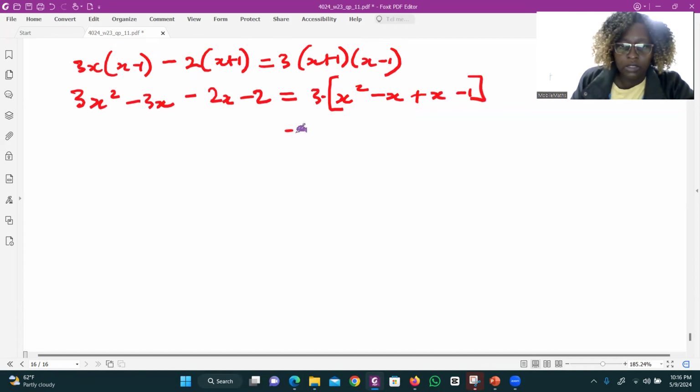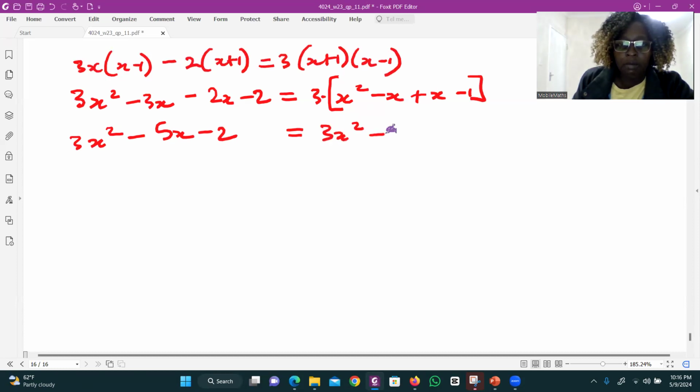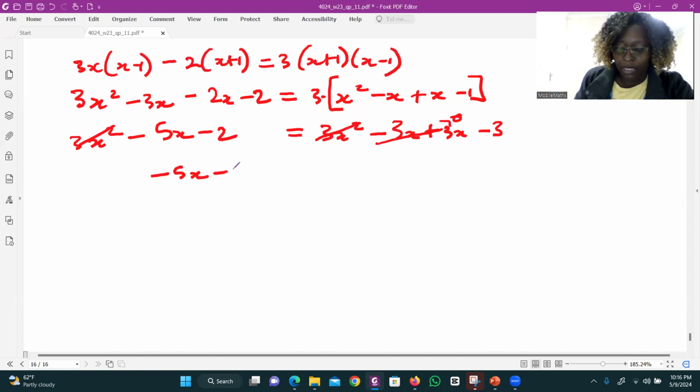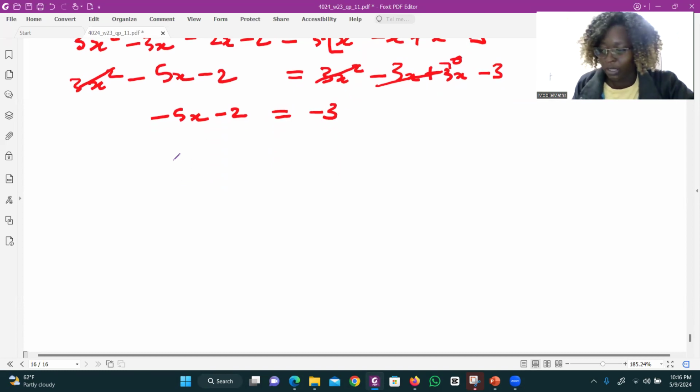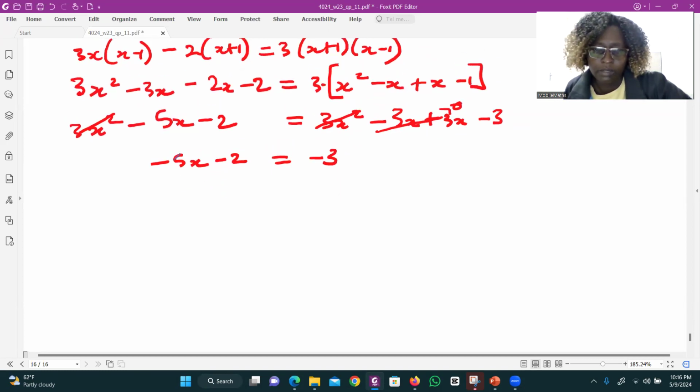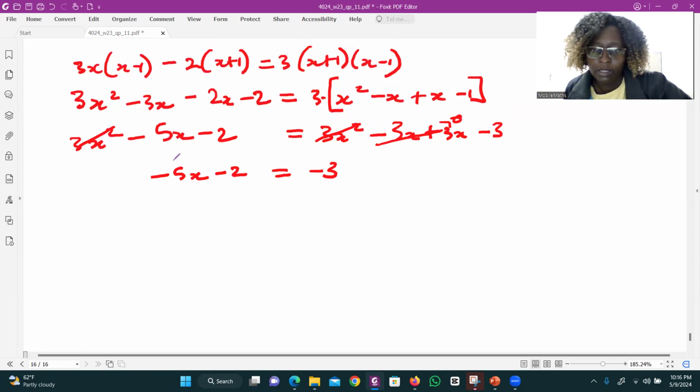Okay, let's take out the 3. So I'll have 3x this side minus 5x here minus 2 is equal to 3x squared minus 3x plus 3x, then minus 3 like this. So this will give us a 0 also. So the x's, these ones, also give me a 0. So I now have minus 5x minus 2 is equal to minus 3 like that. Okay. So I think there's something wrong somewhere. I left out something here.